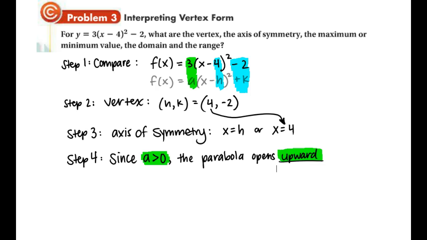In this particular equation, the a value is positive 3. Because this a value is greater than 0, the parabola is opening upward. That means our k value, or negative 2, is the minimum value, and that's because the parabola is opening upward, so the vertex is going to be at the lowest point of the graph.